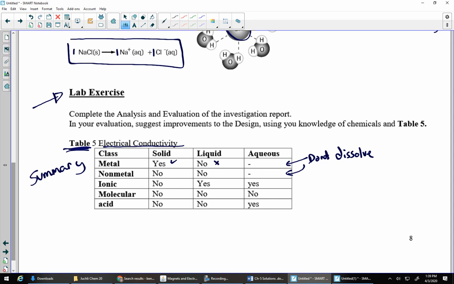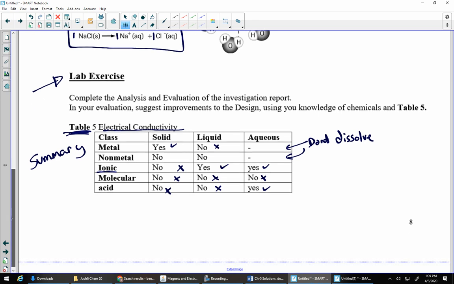Then we've got our ionic compounds. As solids, they don't conduct. As liquids and as aqueous solutions, they do. Excellent. Molecular compounds, just no's across the board. They do not conduct electricity. And acids, when they're solids, nope. When they're liquids, nope. But when they're aqueous, yes, they have ionized and they give us that hydrogen ion, which is the definition that we have at this point. We'll change that in a little bit, but for now, that's what we've got.